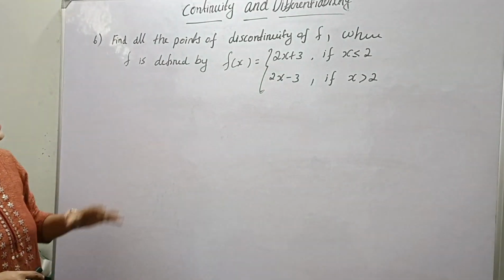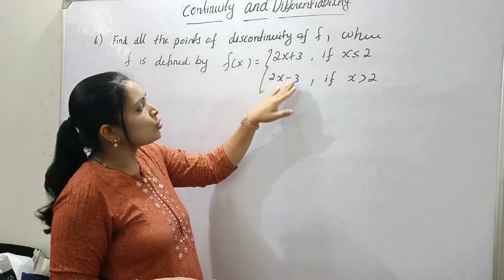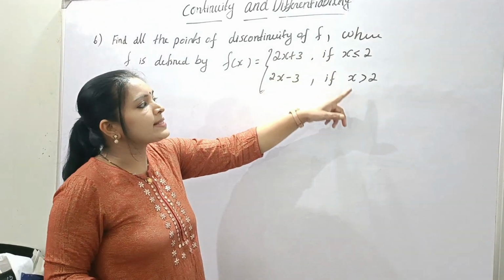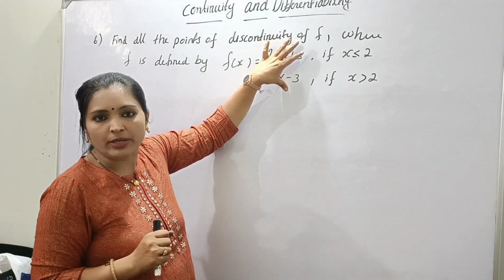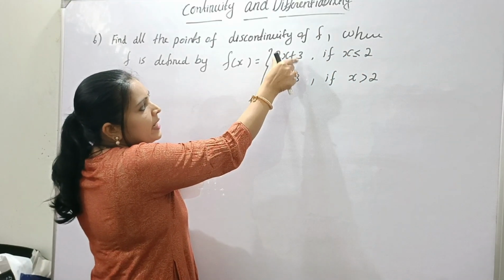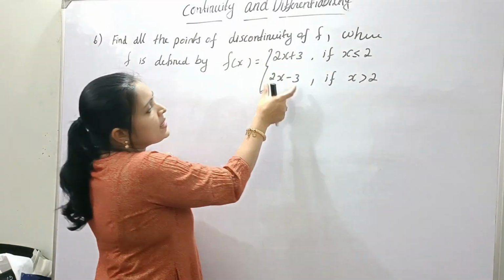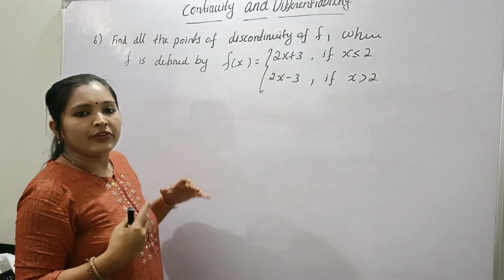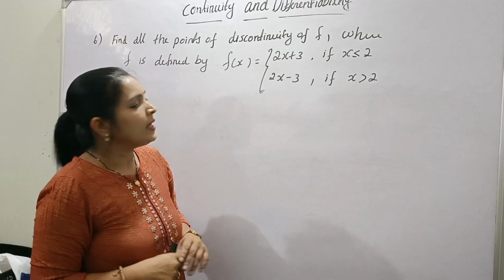So, the function is f of x is equal to 2x plus 3 if x is less than or equal to 2, and f of x is equal to 2x minus 3 if x is greater than 2. See, for x less than 2 and x greater than 2, this function is a polynomial function, right? When x is less than 2, the function is 2x plus 3, a polynomial function of degree 1. And when x is greater than 2, the function 2x minus 3 is also a polynomial function of degree 1. And a polynomial function is a continuous function, right?